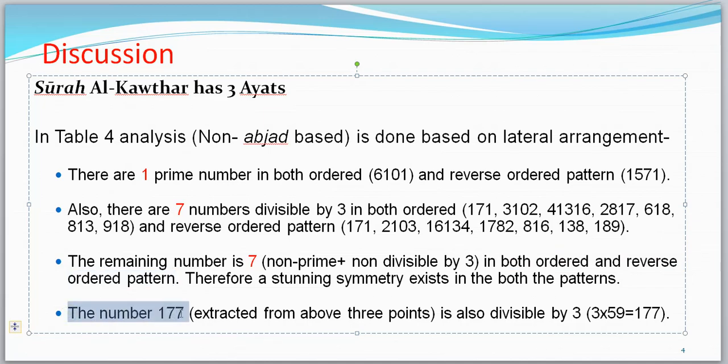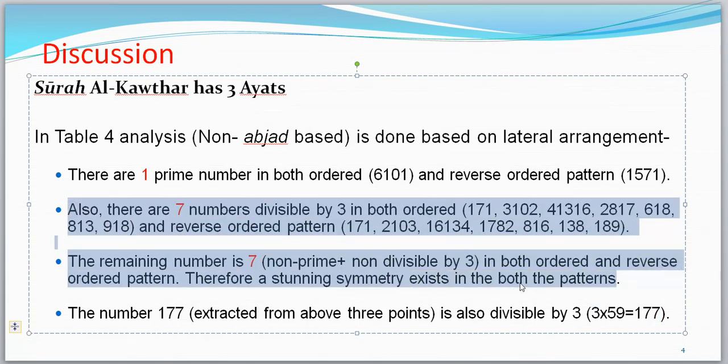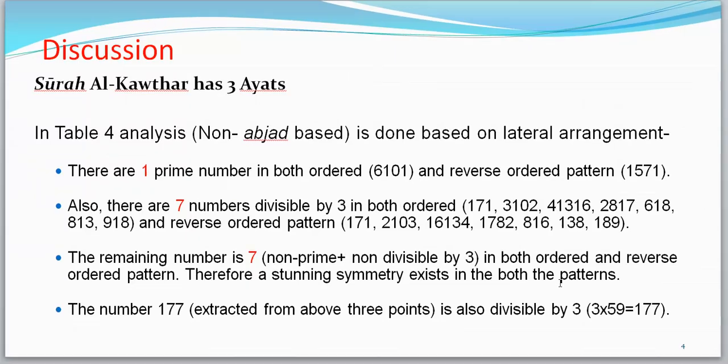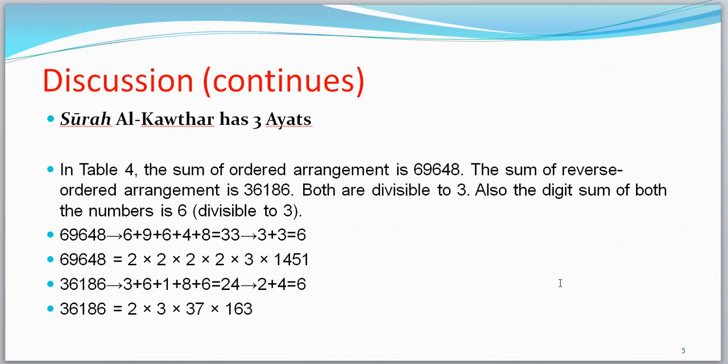The number 177 is also divisible by 3. 177 is extracted from this analysis: 1, 7, and 7. 177. This number is also divisible by 3. And from these two points, it can be said that both 7 and 7, therefore, stunning similarity exists in both patterns. Let's move to the next slide.